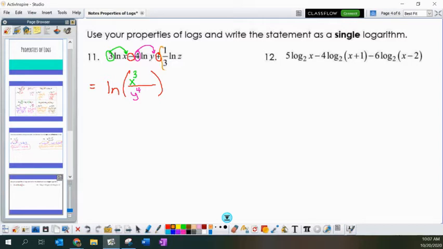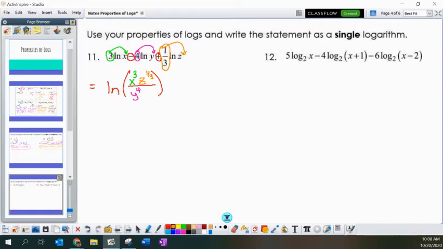And that 1/3 is the power we're going to raise z to. Because it has a positive sign in front of it, it's going to go in the numerator. So that's going to be z to the 1/3. So all the terms that are positive will be multiplied together in the numerator. All the terms that are negative will be multiplied together in the denominator.